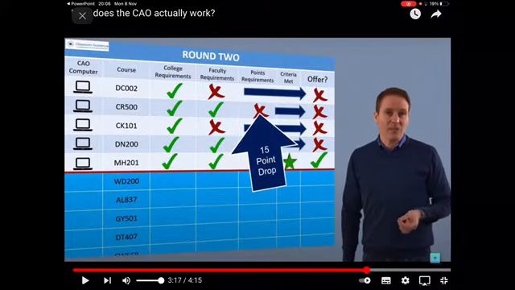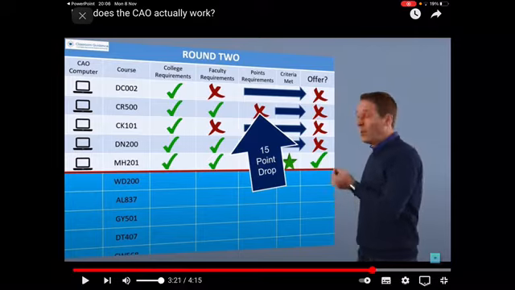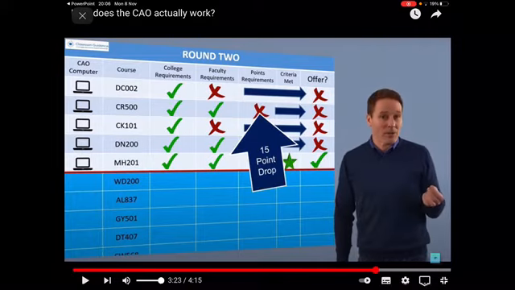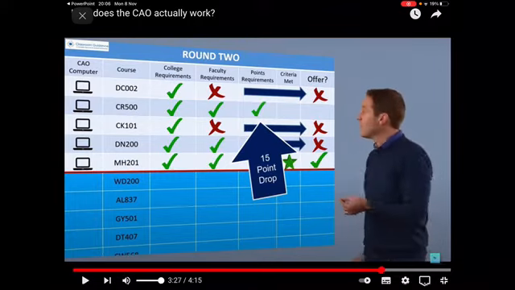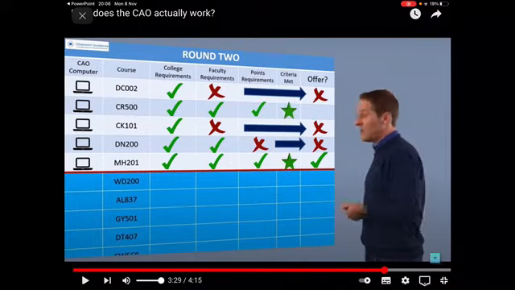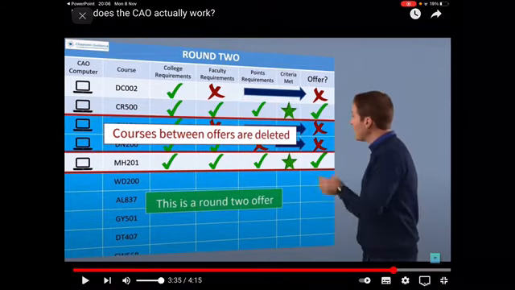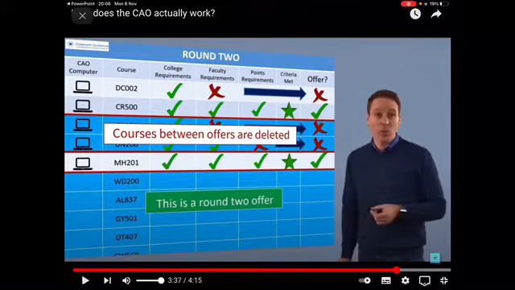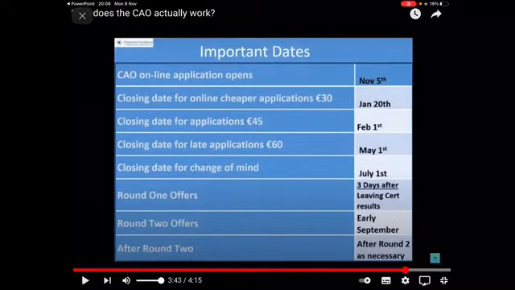Now in this case, for preference number 2, Seamus was 10 points short. The points for preference number 2 dropped by 15 points. Now Seamus gets the points to get in and he gets accepted. So this is called a round 2 offer. Now the courses between the 2 offers are now deleted too. So be careful. He has a choice to accept this new offer or stay with the original one.